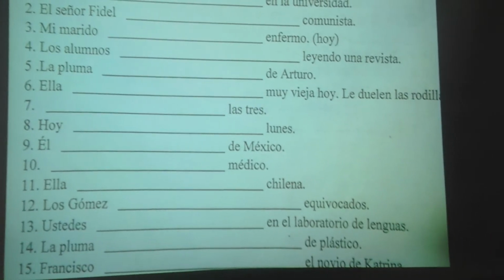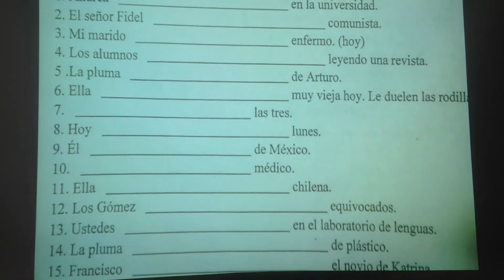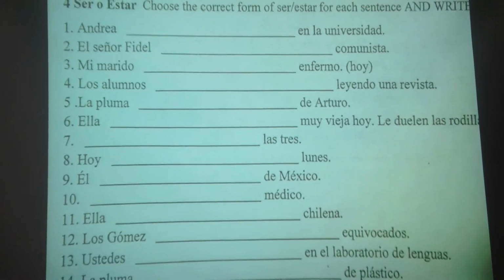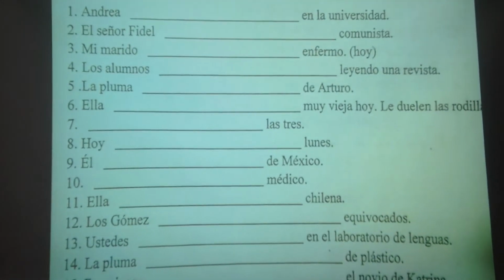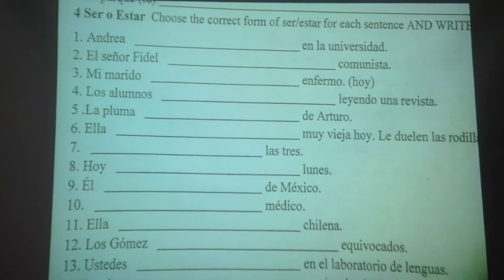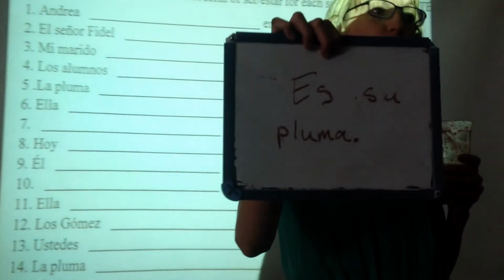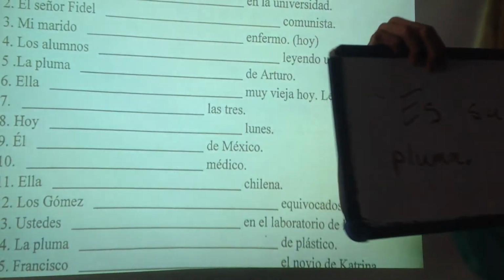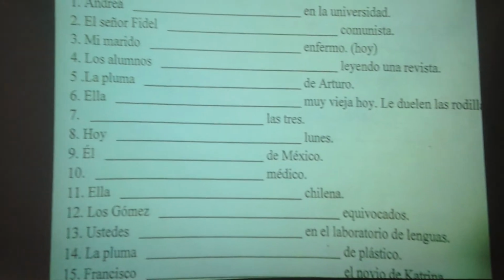Let's see here. You want to say it is his pen. So I'm guessing that possessive adjectives are one we need to review for the final. The su. Es su pluma. Es su pluma. Okay, next one.